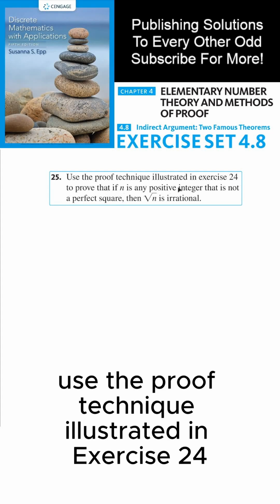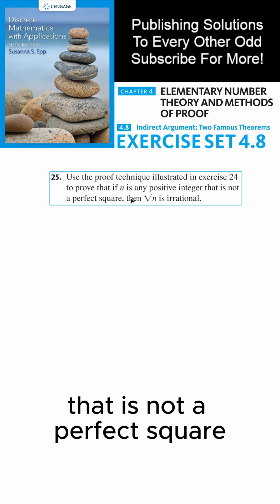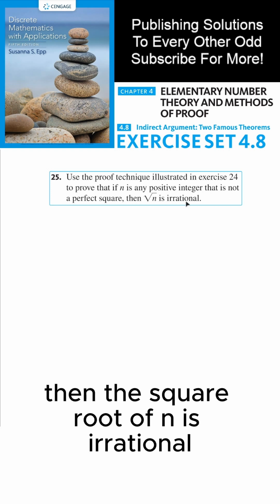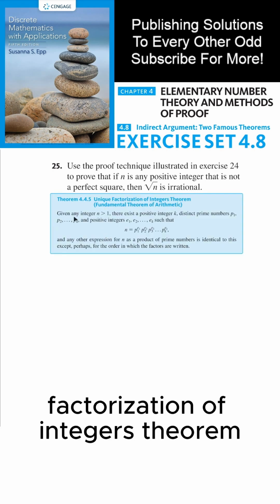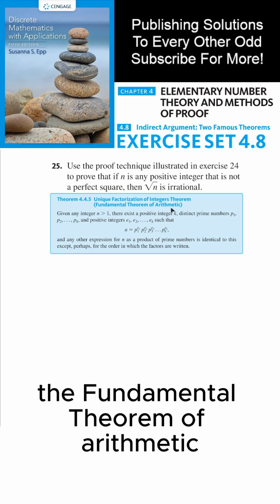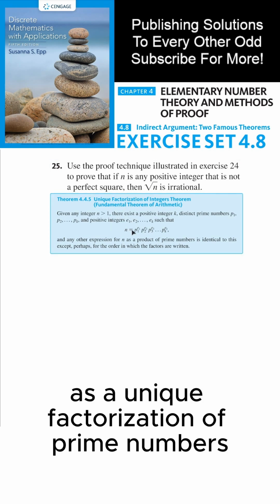Use the proof technique illustrated in exercise 24 to prove that if n is any positive integer that is not a perfect square, then the square root of n is irrational. Now, according to the unique factorization of integers theorem, otherwise known as the Fundamental Theorem of Arithmetic, we can use this theorem to rewrite n as a unique factorization of prime numbers.